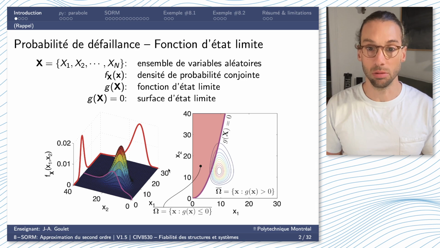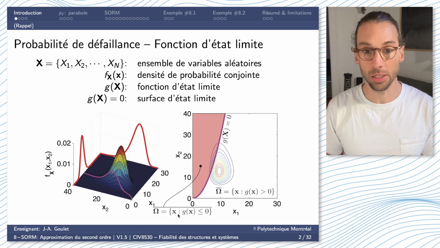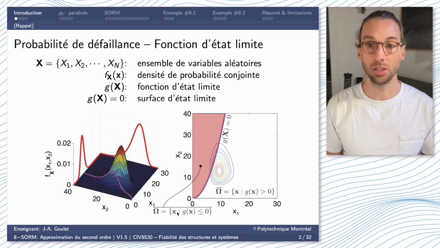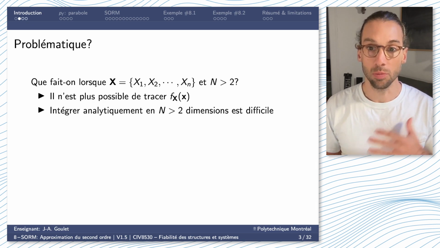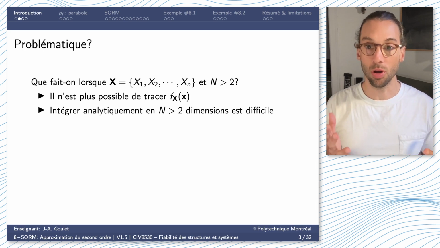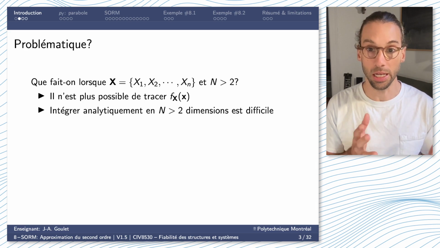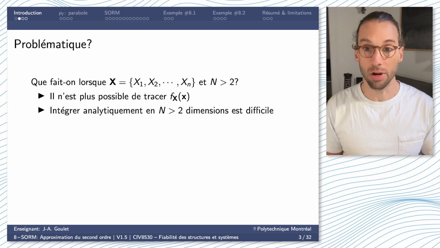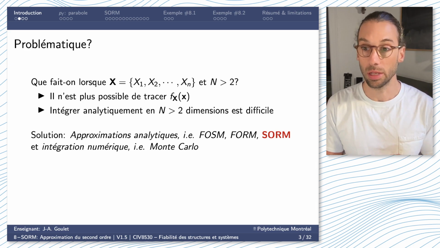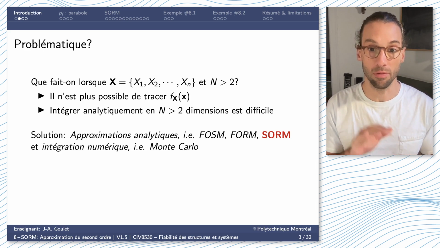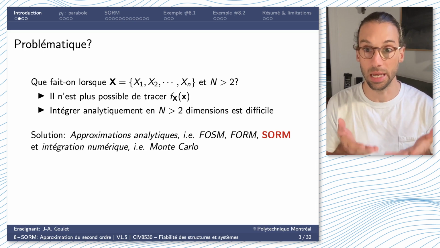And g of X equals 0 is our limit state surface, represented either here or here by the magenta line. Omega is our failure domain, so all the instances of X such that our limit state function is negative. Again, the problem we're trying to solve: when we have a large number of random variables involved, we cannot visually see what's going on, we cannot plot anything, and we cannot integrate analytically to obtain our exact result. So we need to resort to approximate analytical methods such as FOSM, FORM, or in this case, SORM.